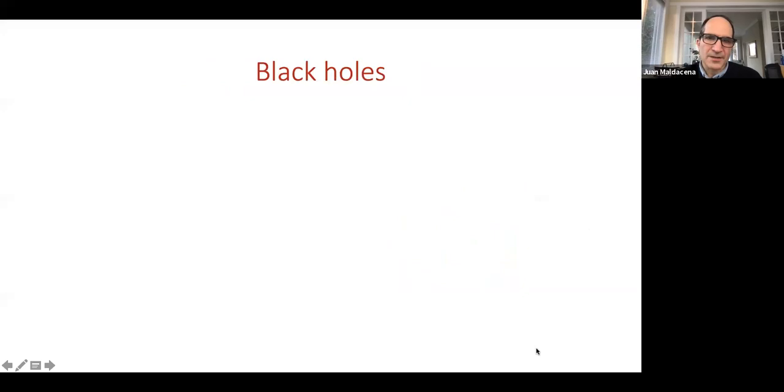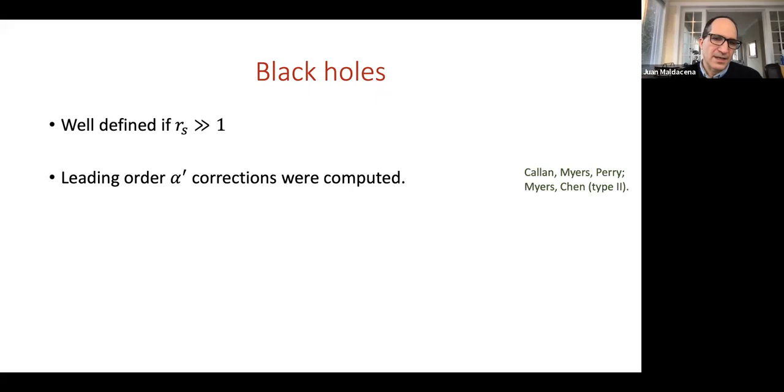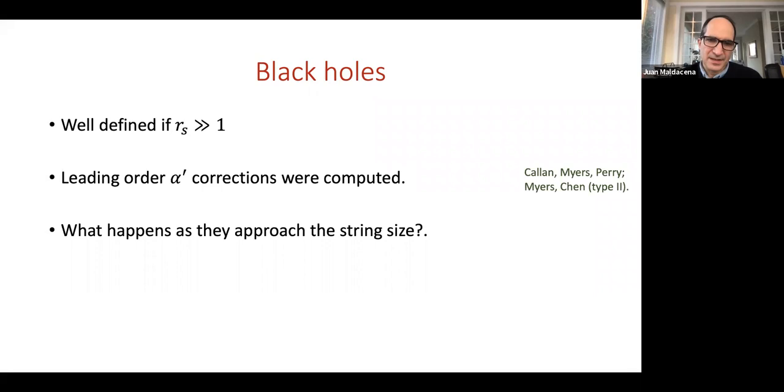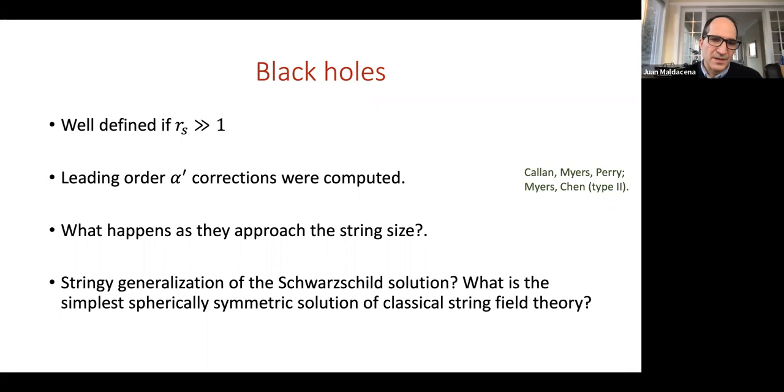Now, those are just the strings. Then we have the black holes, and we can trust the gravity description if the Schwarzschild radius is much bigger than one, much bigger than the string scale. You can also compute the leading alpha prime corrections in that large radius limit, and they were computed long ago. You can ask what happens as these black holes approach the string size. In principle, we should get some kind of stringy generalization of the Schwarzschild solution. In Einstein gravity, the Schwarzschild solution was found soon after general relativity was invented. But in string theory, we know essentially the classical equations of string field theory, which is just the conformal invariance condition of sigma models, but we still haven't found the simplest spherically symmetric solution. This talk will be about aspects of that solution.